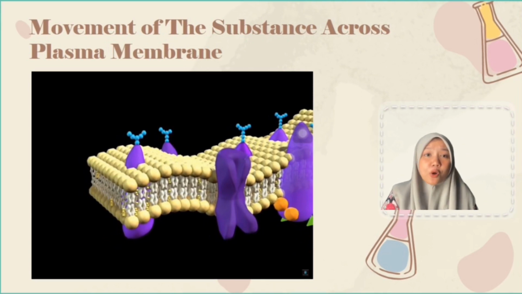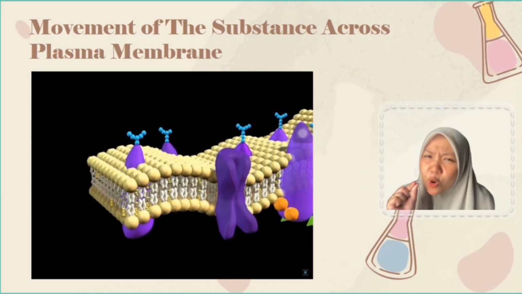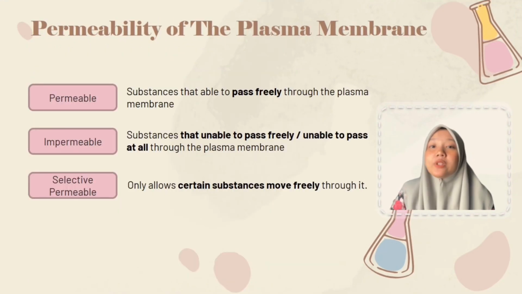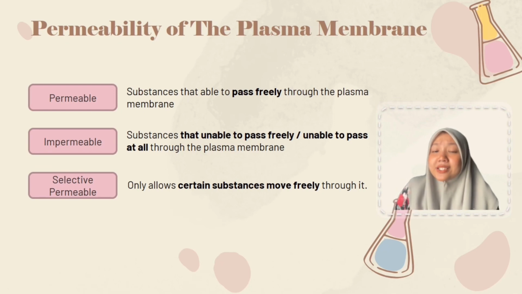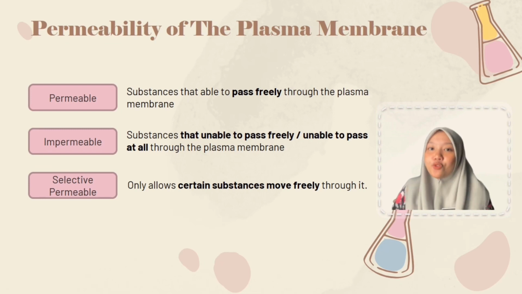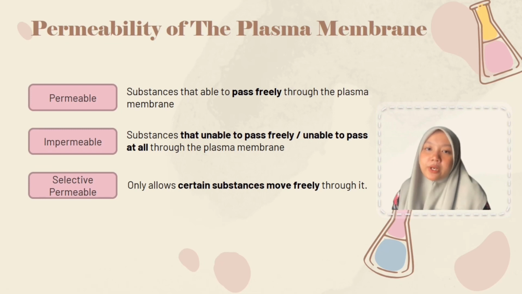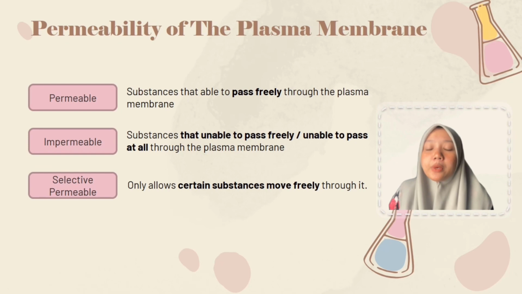Okay, it's almost over. Just a little bit more here. Permeability of the plasma membrane. Okay, let me first explain the definition of permeable and impermeable. Permeable, a substance that can pass freely through the plasma membrane. Meanwhile, impermeable substances are unable to pass freely or unable to pass the plasma membrane at all.